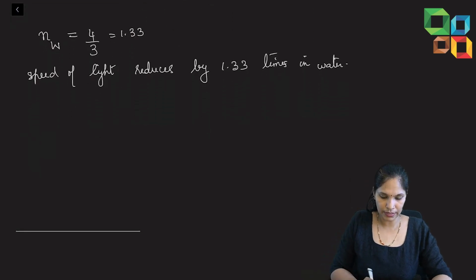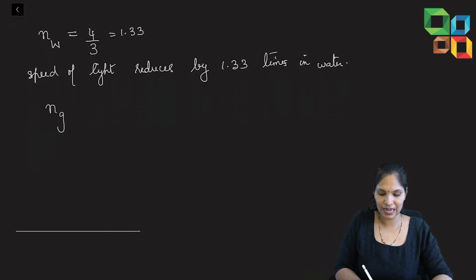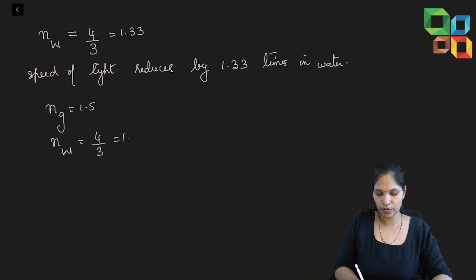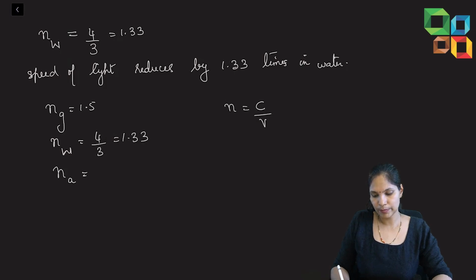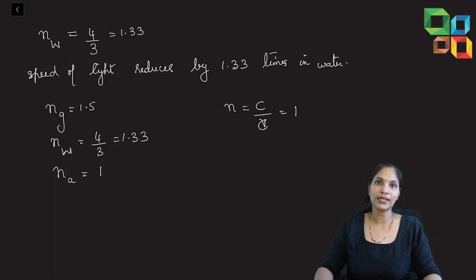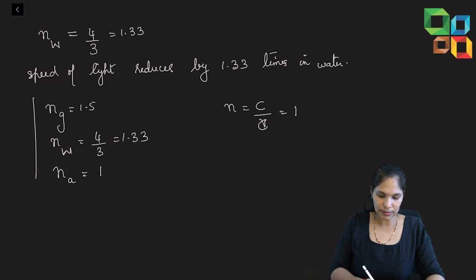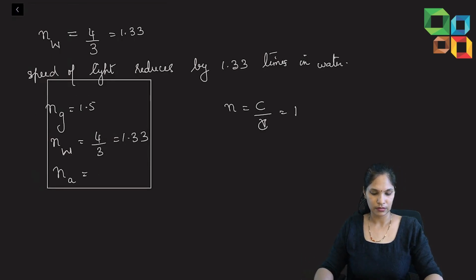Okay, so we got an idea here that refractive index of glass is around 1.5. These are all standard values. Refractive index of water is 4 by 3, which is 1.33. For air or vacuum, what's the refractive index? Actually, refractive index is speed of light in vacuum divided by speed of light in that medium. If I'm taking the medium as air itself, then C by C, you'll get 1. So remember, absolute refractive index of air or vacuum is 1. Okay, so these are some standard values. Now, these values will tell you something.